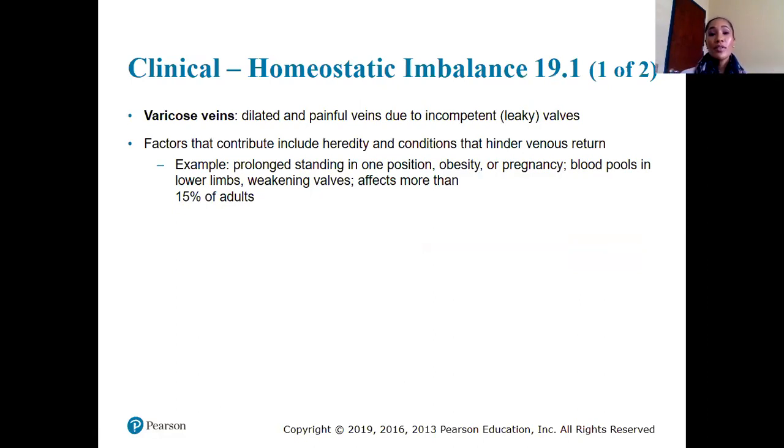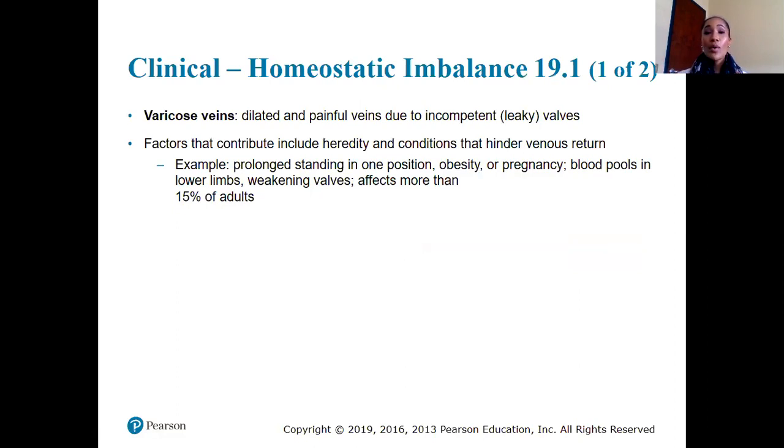Factors that contribute to varicose veins: we can inherit them, and also conditions that hinder venous return. An example could be a person who tends to stand for long periods of time. When my mom was younger, she used to waitress, and she would buy stockings that were very tight around her legs. She said, I didn't want varicose veins when I got older, and I knew I would be on my feet for hours at a time waitressing. So she would wear compression stockings that would support her legs to prevent varicose veins.